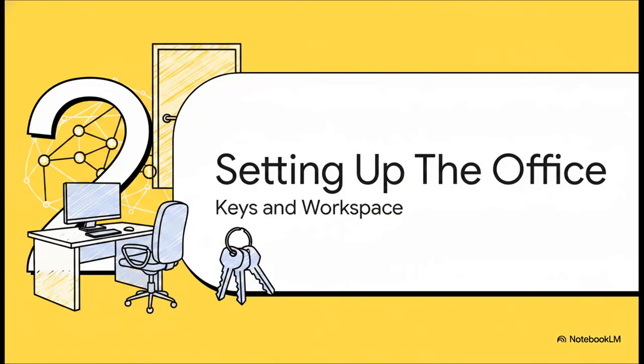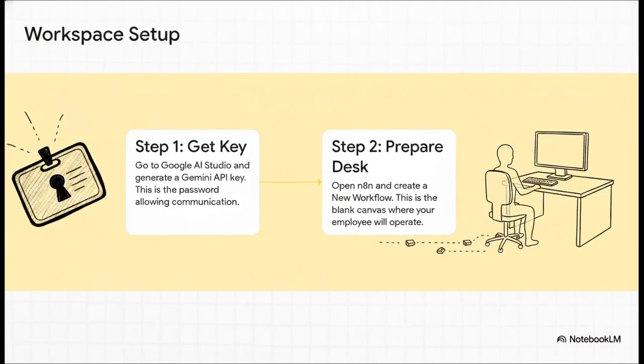So we've met our employee. Now it's time to set up their office. We need to give them a desk to work at and, of course, the keys to get inside. This part is actually way more straightforward than it sounds. That API key from Google, just think of it like a unique password, or maybe a security badge. It's what lets the brain talk securely with everything else. And the n8n workflow? Well, that's just the empty desk and computer, waiting for someone to start working. It's as simple as that.